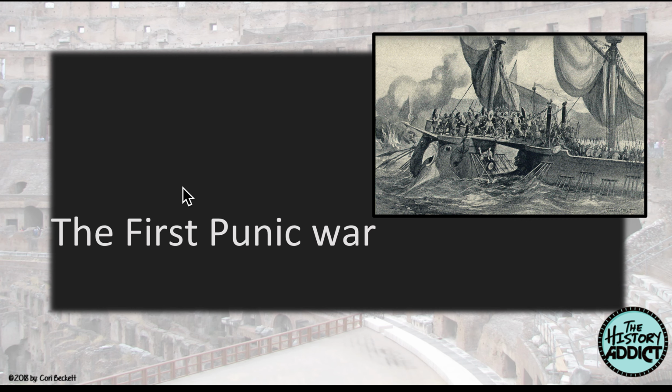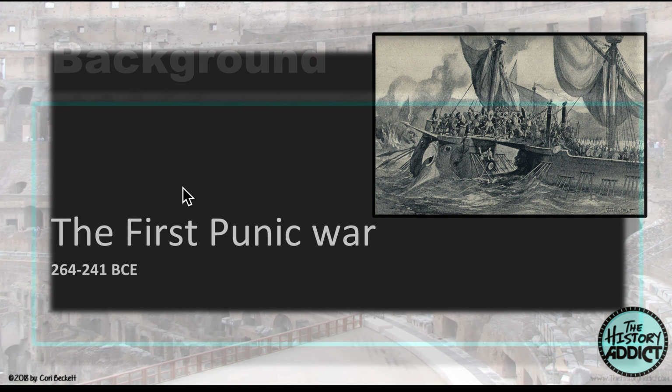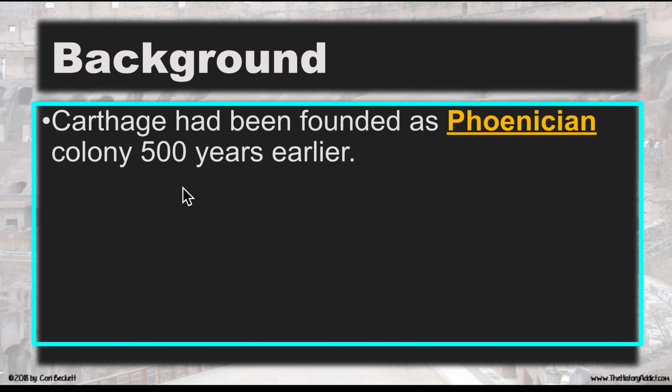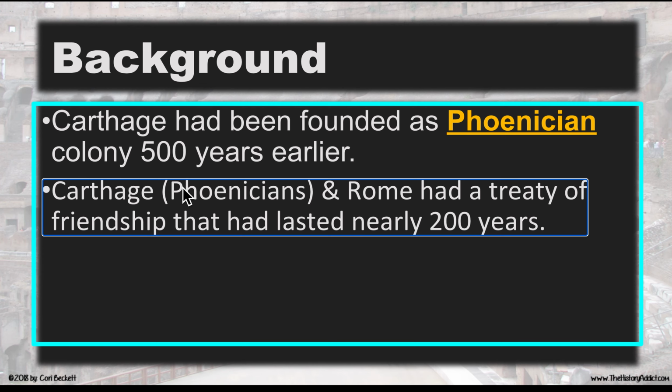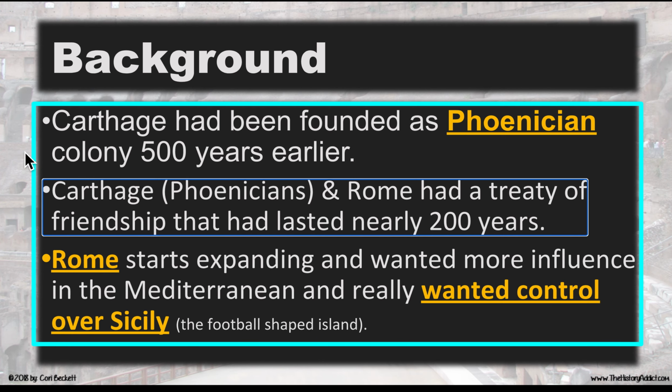So the First Punic War, these notes are going to go under the First Punic War on your handout on the first page. Again, you have to write the background, but don't write this word for word. So what I wrote down, the background is Carthage was founded 500 years earlier. There was a treaty of friendship with Rome, and Rome wanted more control. That's all that I wrote for mine.